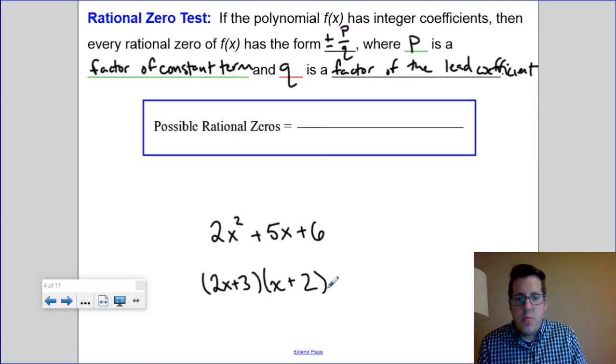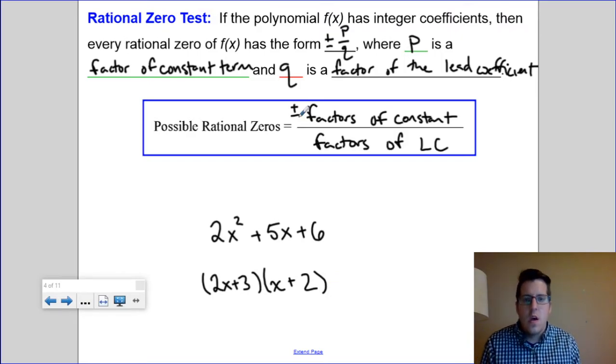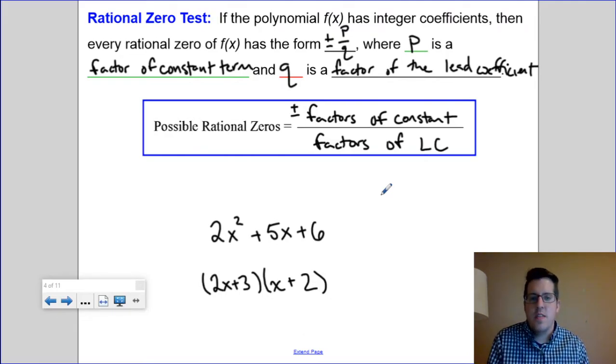Taking a look at another example, 2x plus 3 and x plus 2 are reasonable factors for 2x squared plus 5x plus 6. It makes sense to have a 2x and an x, and it makes sense to have a 3 and a 2. Now in this case, there actually is no factorization for 2x squared plus 5x plus 6, but I just wanted to make the point that some things are reasonable and some things are unreasonable. That's an actual word. So our possible rational zeros are factors of our constant over factors of our leading coefficient.